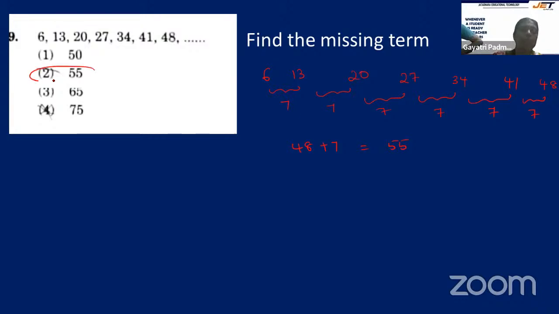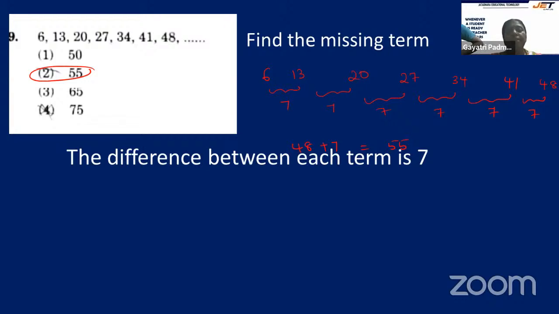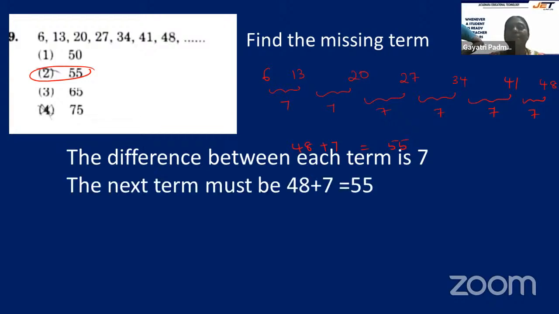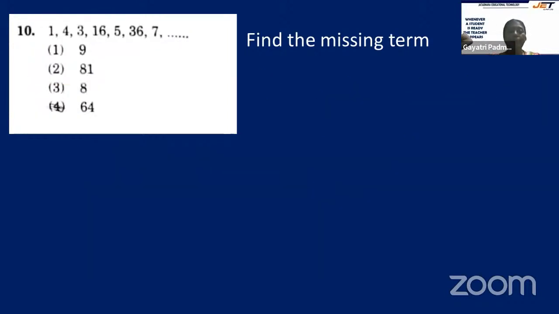So your option must be the second one. Let's check the answer. The difference between each term is 7. The next term must be 48 plus 7, that is 55. So your option 2 is the correct one. If you had opted for option 2, then your answer is perfect. All right, let's move on to the next question with this note. We have 1, 4, 3, 16, 5, 36, 7. What should be the next number? All right, your 30 seconds has already started.